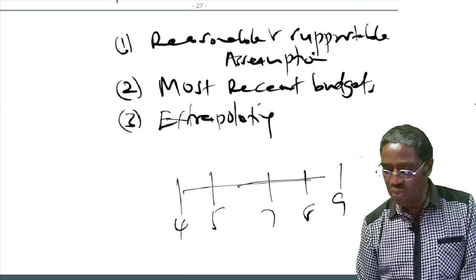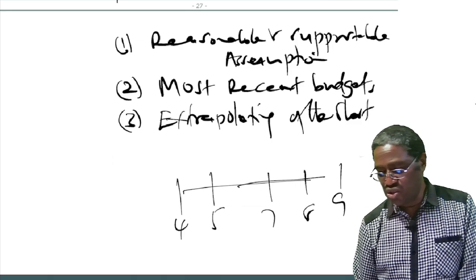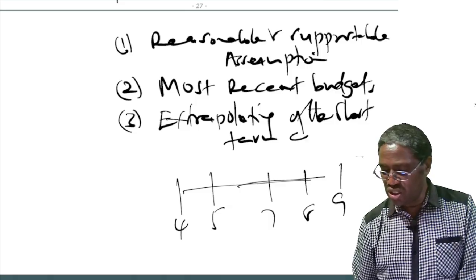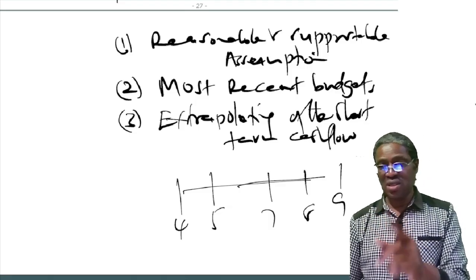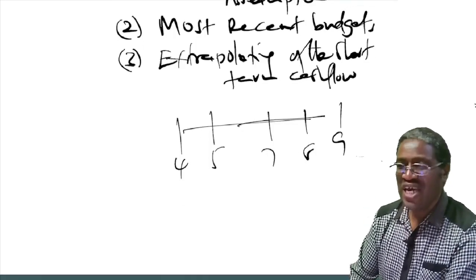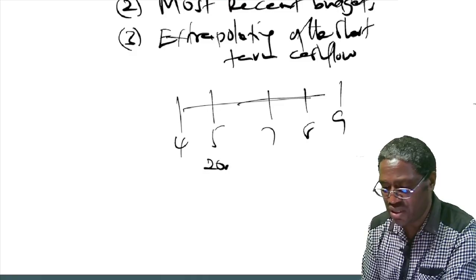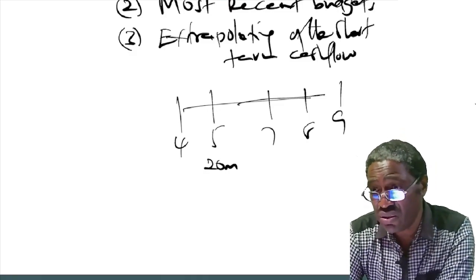You do extrapolating of the short-term cash flows. Let me explain. Short-term cash flows, you extrapolate. For example, in the 5th year, we as a company projected we shall generate from the machine a cash flow of 20 million.